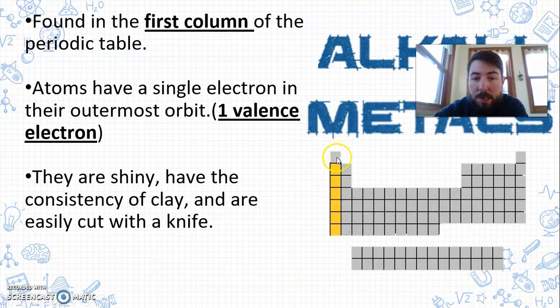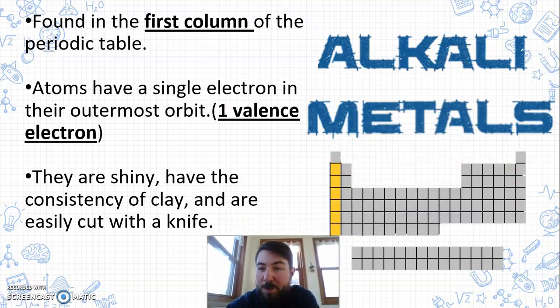So this is hydrogen here at the top. All of these other ones here are called alkali metals. Like we just said, hydrogen is a gas. Everything else in this column are metals. The reason they are grouped with hydrogen is because all of these metals also have 1 electron in their outermost orbit, which we call 1 valence electron. They also have the consistency of clay. You can easily cut them with a knife.